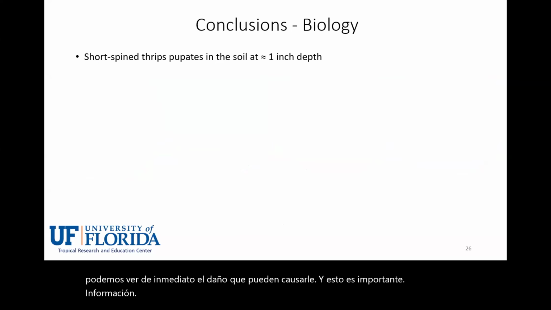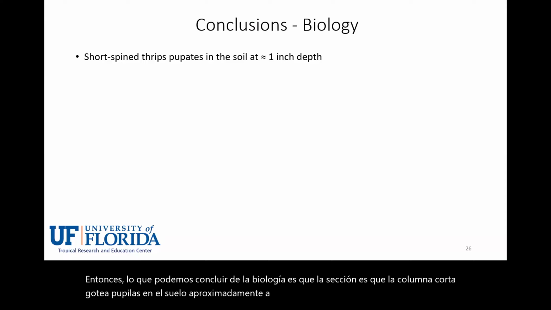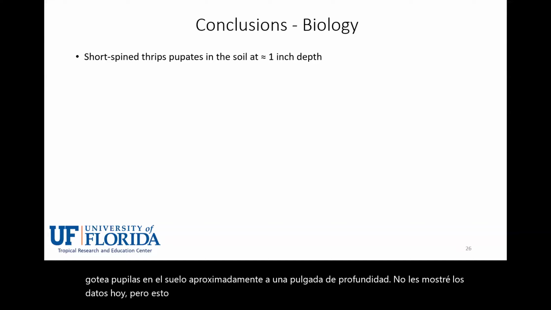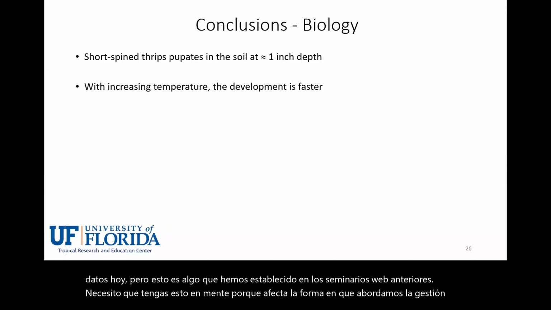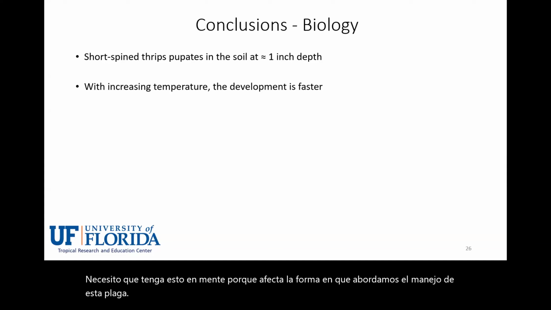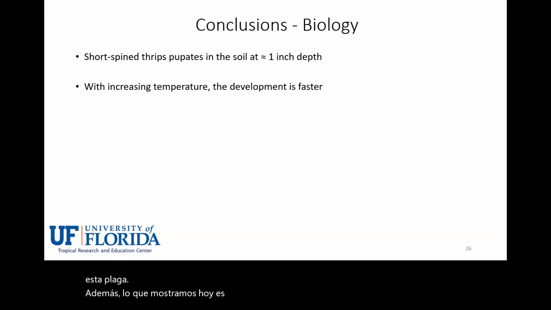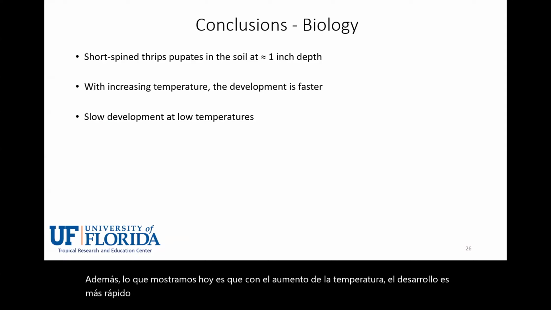So what we can conclude from the biology section is that the short spine thrips pupates in the soil approximately at 1 inch depth. I didn't show you the data today, but this is something that we have said in the previous webinars. I need you to have this in the back of your mind because it affects how we approach the management of this pest. Additionally, what we saw today is that with increasing temperature, the development is faster, and we observe slow development at low temperatures.